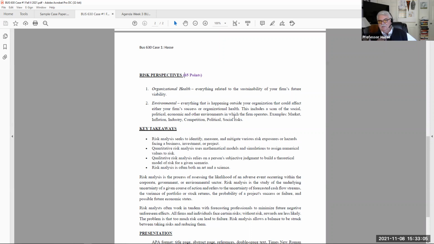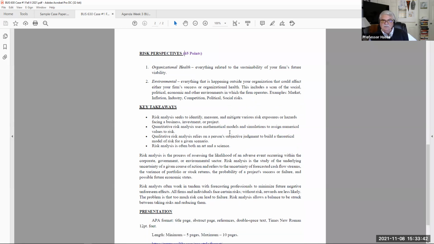A quantitative risk analysis uses mathematical models like the capital asset pricing model and simulations to assign numerical values, credit rating, beta. Qualitative risk analysis relies on the firm's subjective judgment to build a theoretical model of risk for a given scenario. That's what organizational and environmental risk perspectives are. Risk analysis is often both an art and a science. The art part is your interpretation of your company.